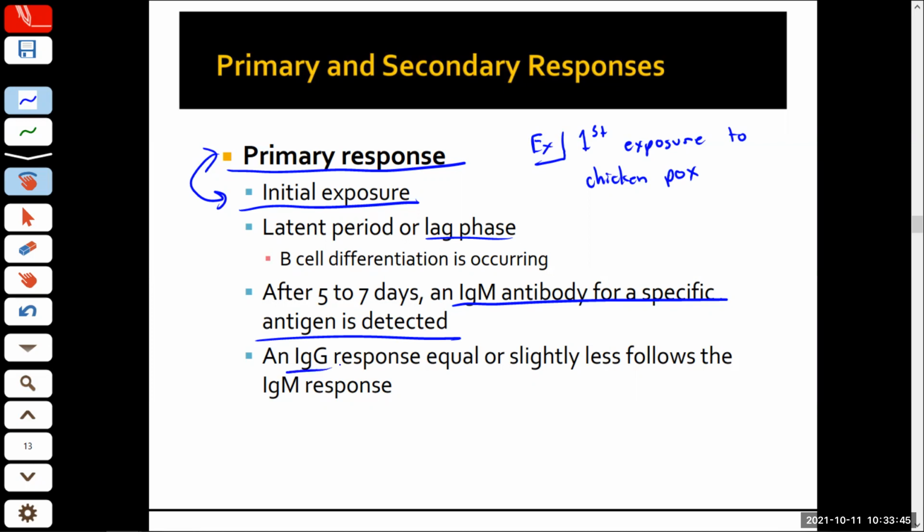IgG to kill it. So the first time you get exposed to chickenpox, life sucks for about a week because you're learning how to fight it. IgM's the learning one. Once you've learned how to fight it, now you can make the answer. You can make IgG. Okay.